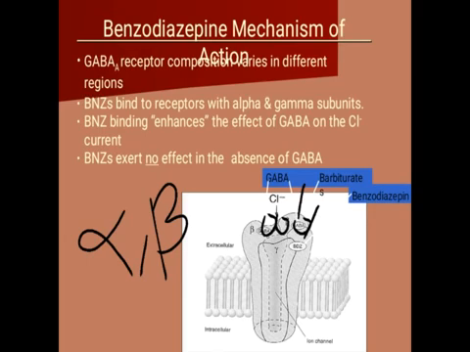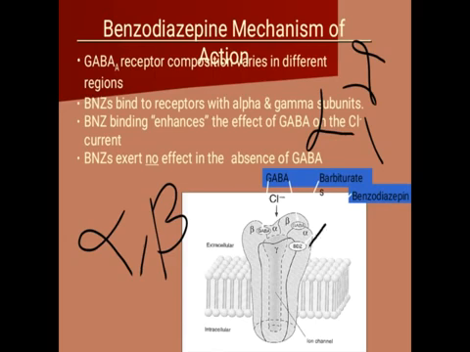Now, if we are giving the benzodiazepam, this benzodiazepam can bind to the alpha and gamma subunits. Here the alpha subunit is there, this is the gamma subunit. So in between them, the binding of benzodiazepam takes place. Okay, so that is the complete mechanism of action of sedative hypnotics. Are you getting my point?